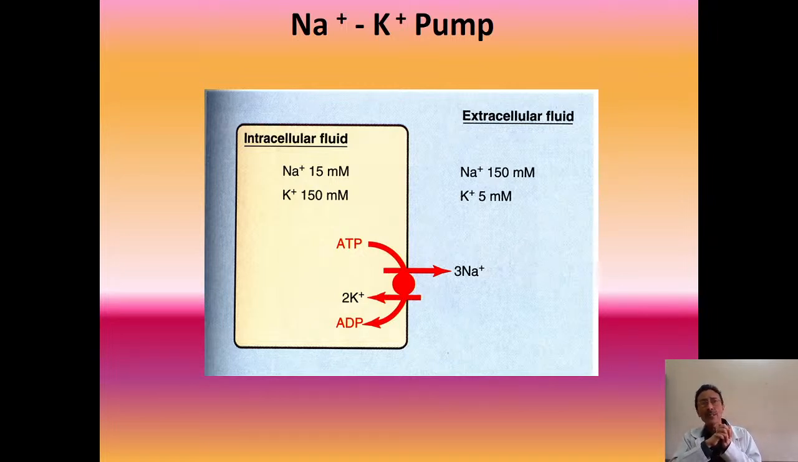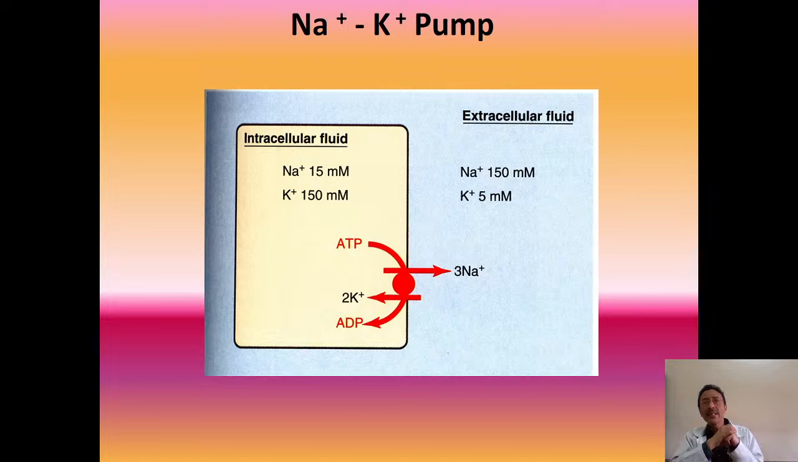So uniport, symport, antiport. Uniport means unidirectional. Symport means two substances moving simultaneously in one direction. Antiport means two substances moving in opposite directions.